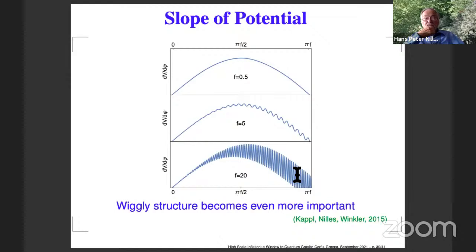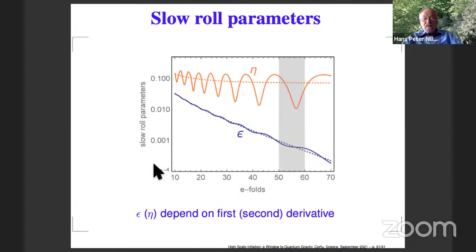So if you look at the potential, and if the potential has some wiggles, what comes in when you discuss inflation are the first and the second derivative of this potential. And if the potential has wiggles, of course, in the first derivative the wiggles are even more pronounced, and for the second derivative they are even more pronounced. So when you now look at inflation and at the slow roll parameters, epsilon and eta, then epsilon depends on the first derivative, and epsilon is relevant for the tensor modes, and eta comes with the second derivative, and that is, in the slow roll approximation, relevant for the scalar modes in the microwave background.